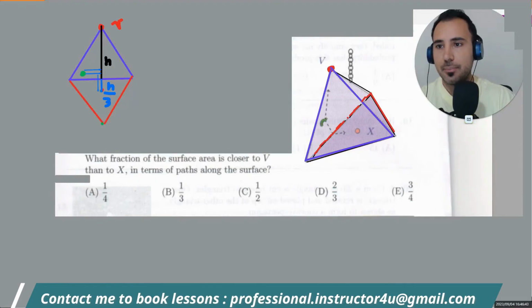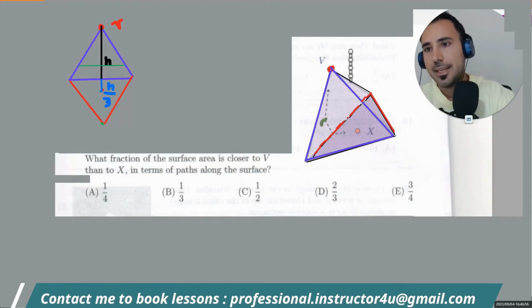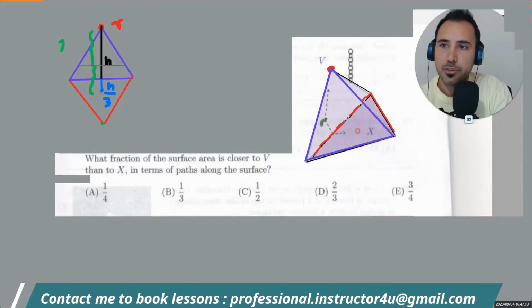Okay, so with that information, I have to come up with a new color. It would be exactly this line over here. Let me make it green. From here to here this distance would be 2h thirds. This one will also be 2h thirds, equal. This one also 2h thirds, right? So if it goes above that, it's going to go to V. If it goes below that, it's going to go to X.